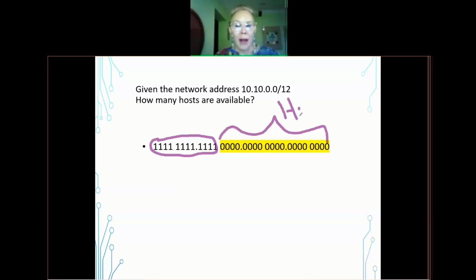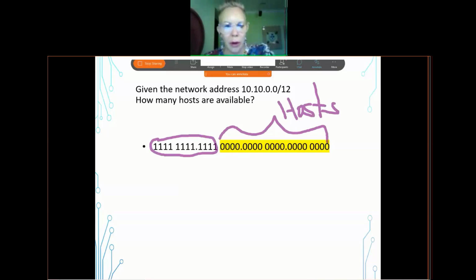Now, I would use a /12 if I had a giant business. I'll give you an example. At GCC, we have a 10 network. The reason we have a 10 network is because between all of the Maricopa community colleges, we have thousands and thousands of addresses. So we need a /12, because remember, the smaller the subnet mask, the more hosts you have. The bigger the subnet mask, the smaller the number of hosts are, okay?